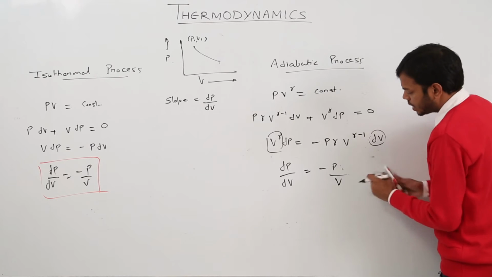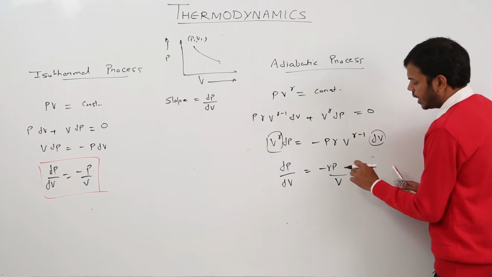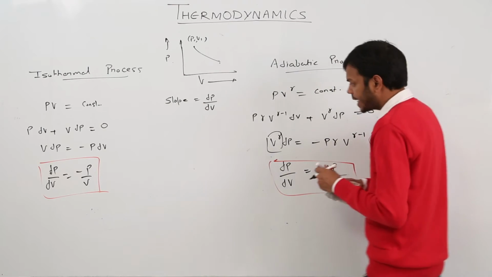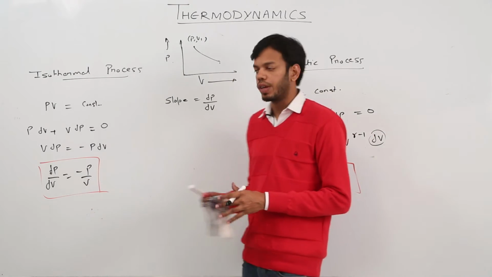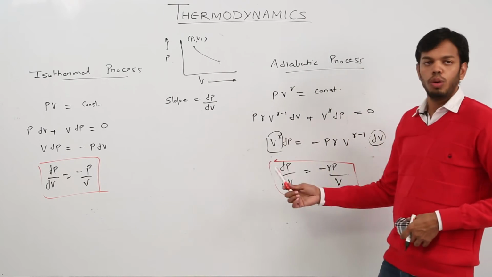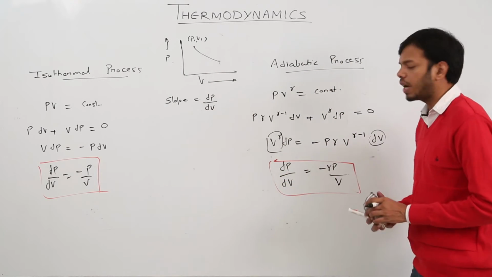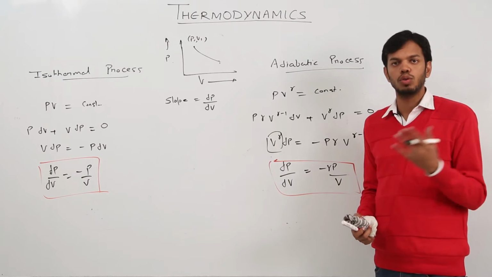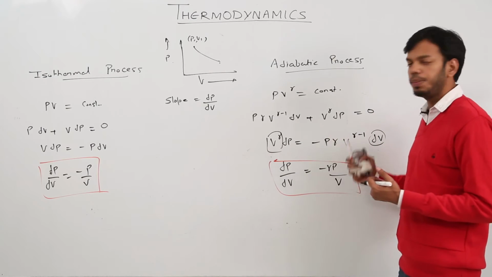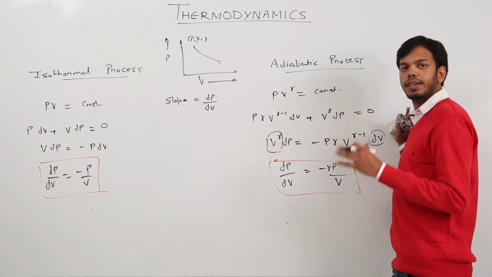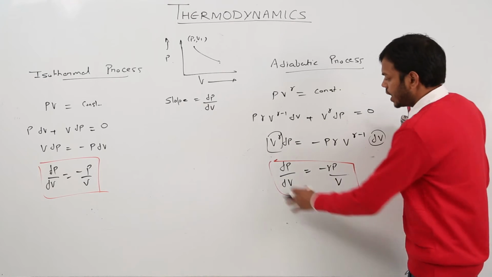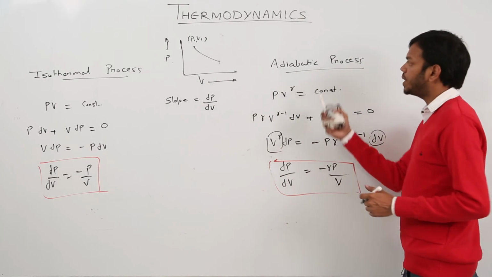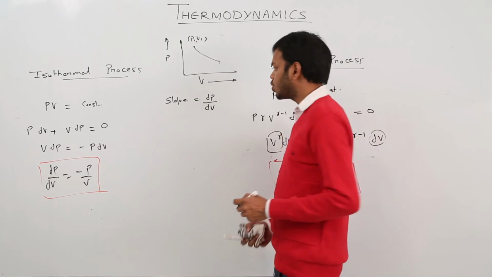It is minus gamma times P upon V, whereas in that case I had only minus P upon V. So the difference in slope actually depends on the value of gamma. See, gamma is the ratio of specific heat capacity of gas at constant pressure to that at constant volume, Cp upon Cv. Since gamma is greater than 1, this slope is more. So the graph would be steeper in the adiabatic case than in the isothermal case.